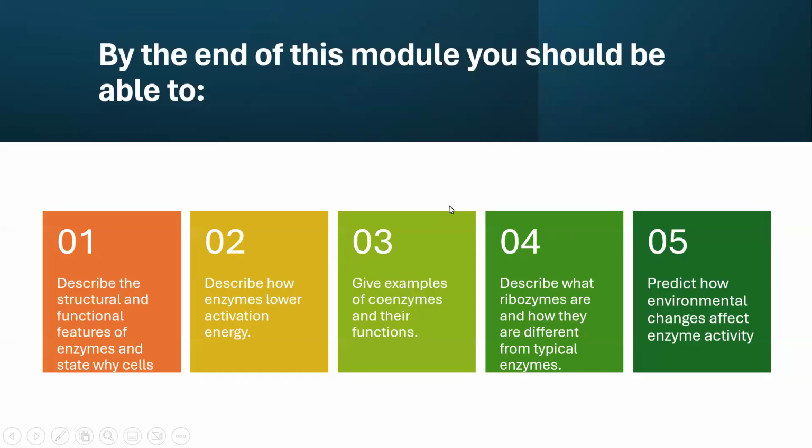By the end of this module, you should be able to describe the structural and functional features of enzymes and state why cells need them. Describe how enzymes lower activation energy. Give examples of coenzymes and their functions, and describe what ribozymes are and how they are different from typical enzymes. And finally, predict how environmental changes affect enzyme activity.